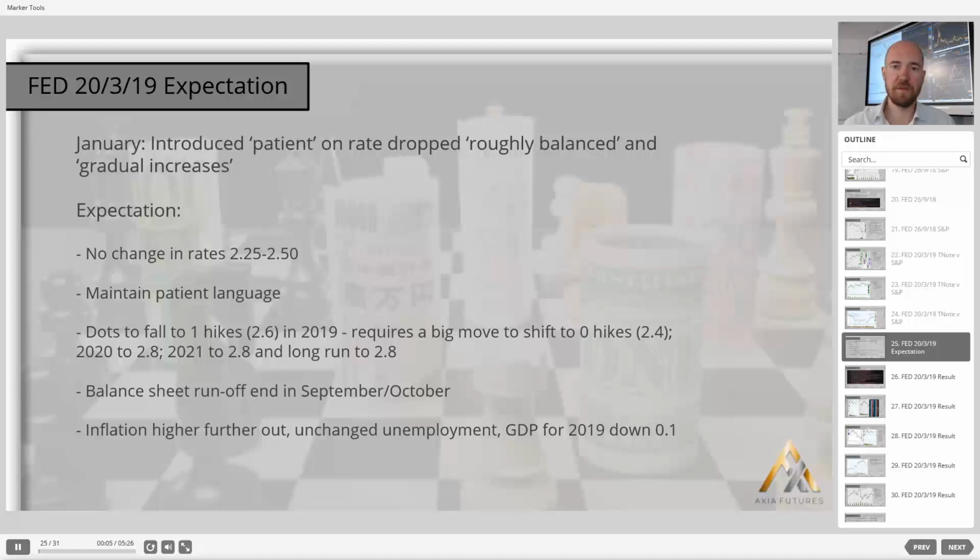Dynamics had shifted coming into the March meeting. Since the September meeting that we used in the last example, the Fed had raised rates in December, much to many market participants' disappointment.